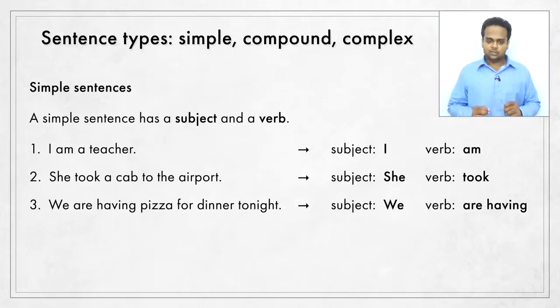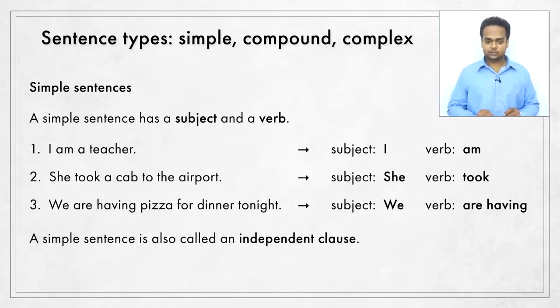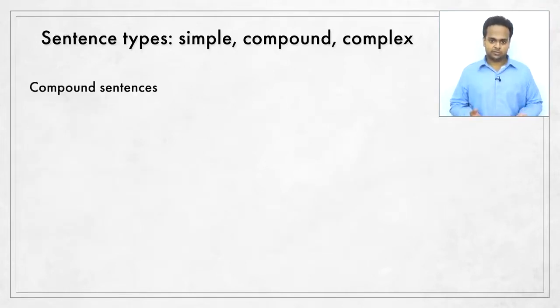So in all of these sentences, you see that they have a subject and a verb, so these are simple sentences. Now there's another name for a simple sentence, and that is an independent clause. This means more or less the same thing as a simple sentence, but just remember that it's another name for a simple sentence.